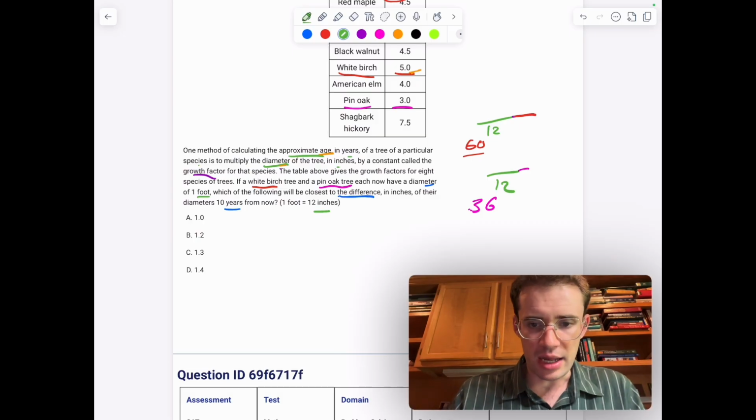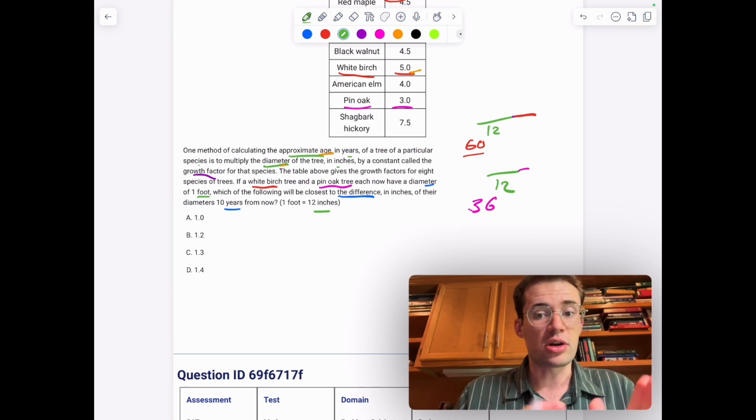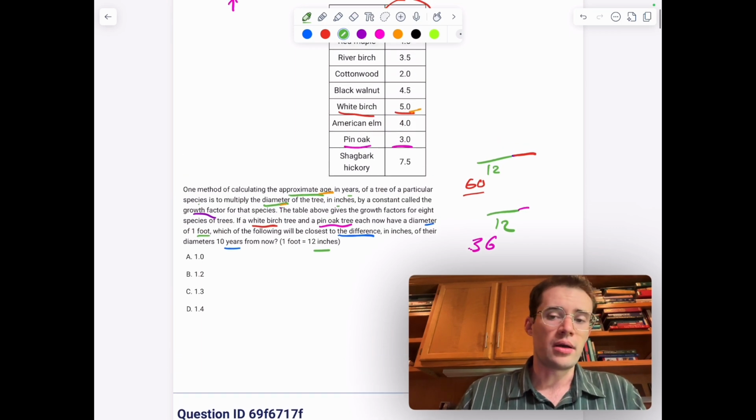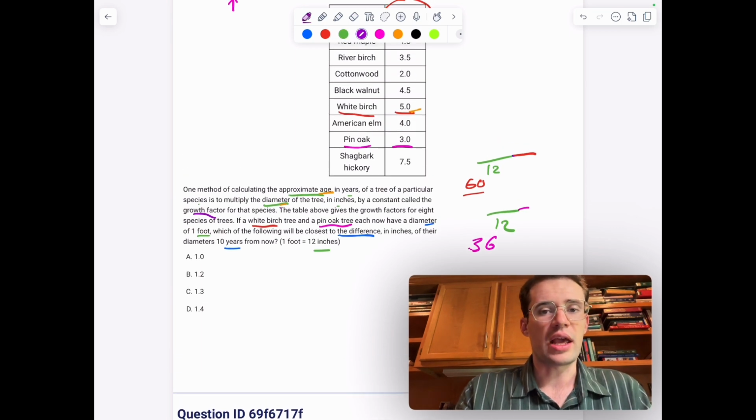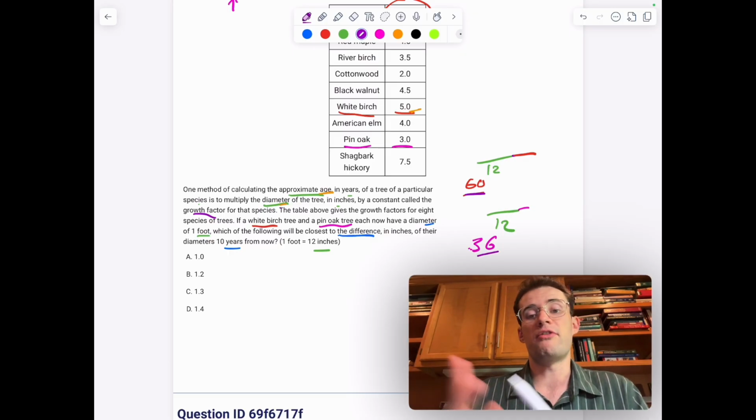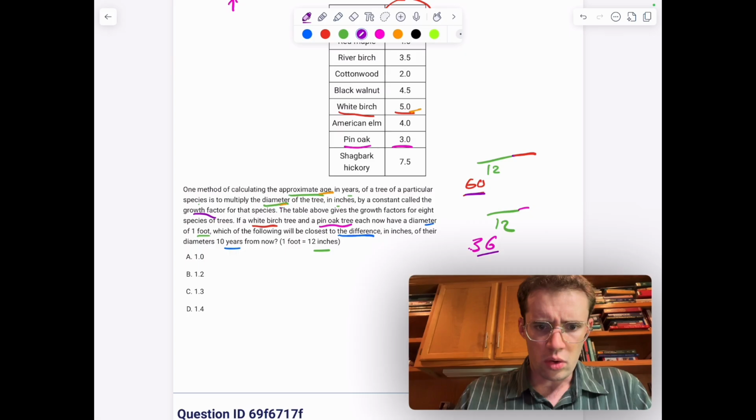All right, so with that in mind, what do they want? They want to say what's the difference in their diameters 10 years from now? Okay. Well, again, we don't care about the 12 inches they already have. That was a good reference to figure out how old they are right now, and that can help you maybe figure out the problem. But we're just talking about over a period of 10 years.